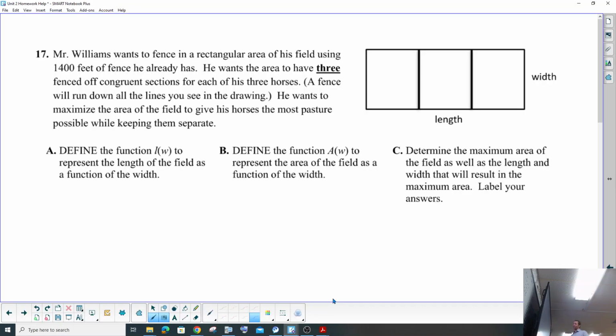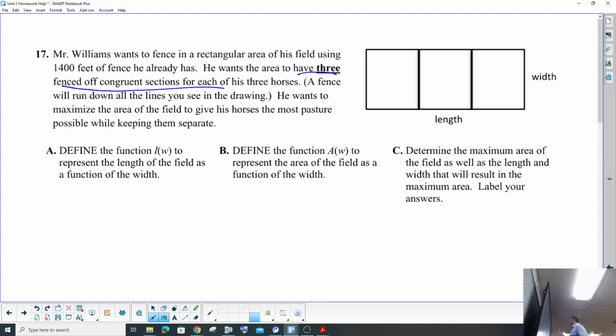All right, so this one, I still need to teach it to you, which is probably next time, or maybe I already did teach it to you. But it's the first time I'm teaching it this year, so I remember how to do area problems and optimization problems. Mr. Williams wants to fence in this rectangle with 3 fenced-off congruent sections.